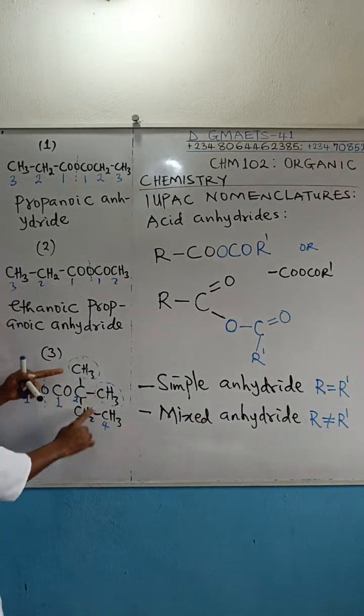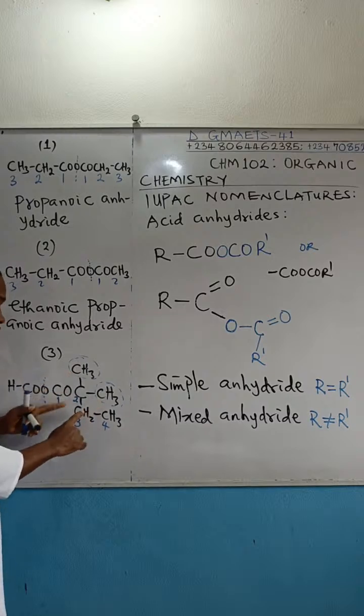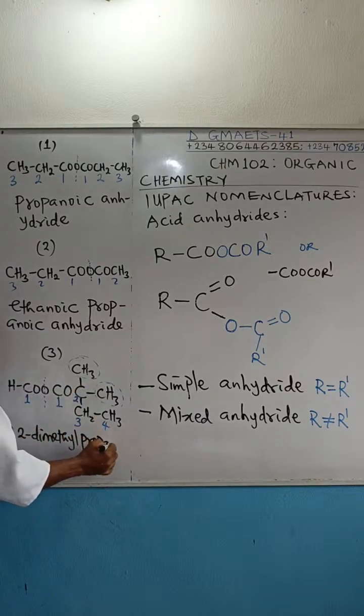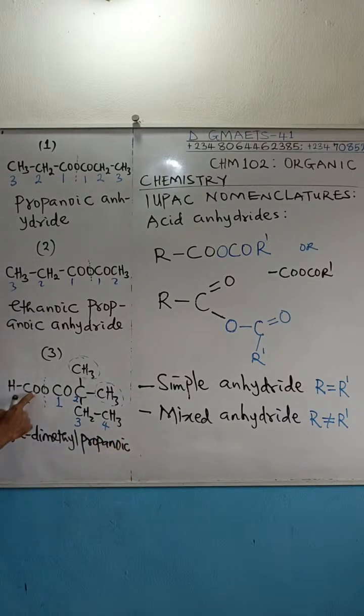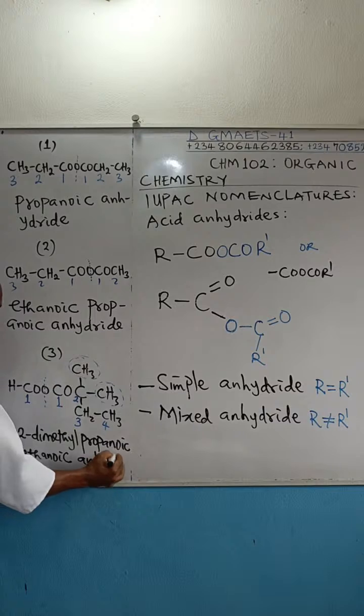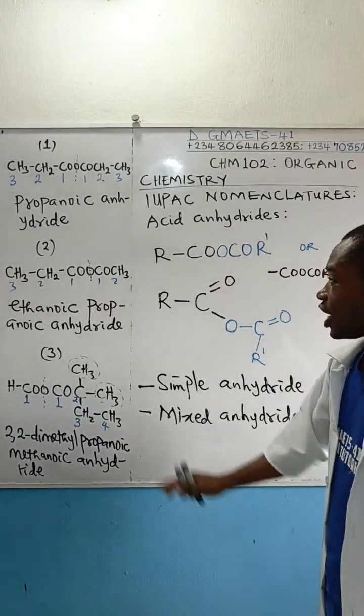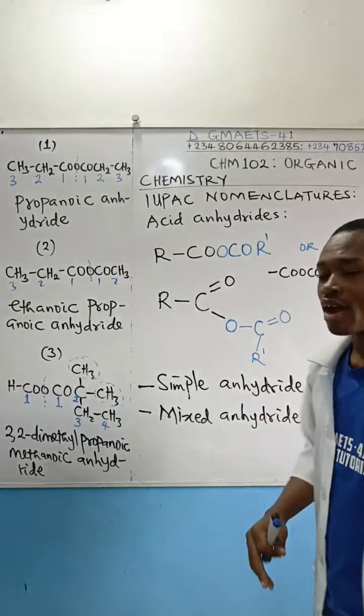But in pronouncing it, remember that you have 2 methyl attachments on carbon number 2. So that goes with 2,2-dimethyl. This attachment is on propanoic, so propanoic. And then come to this part, methanoic anhydride. That is the name of this structure. And this is how we are done with the IUPAC nomenclature of acid anhydrides.